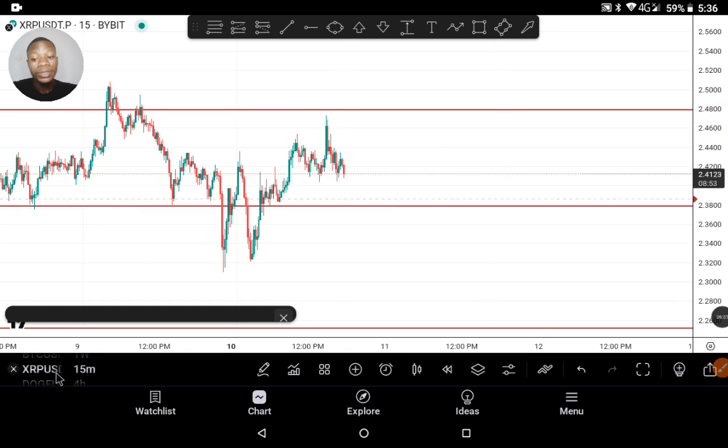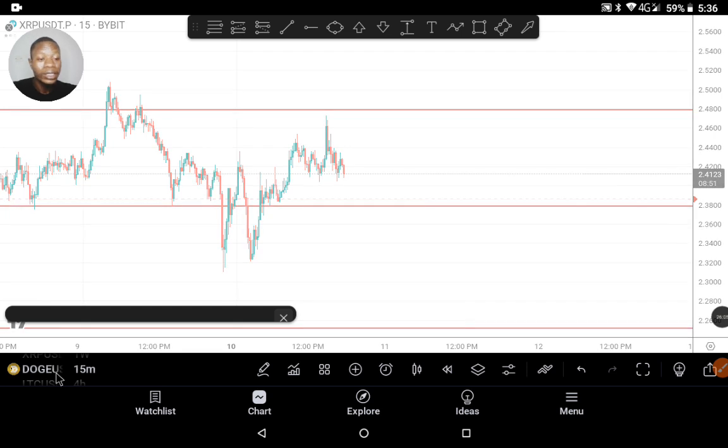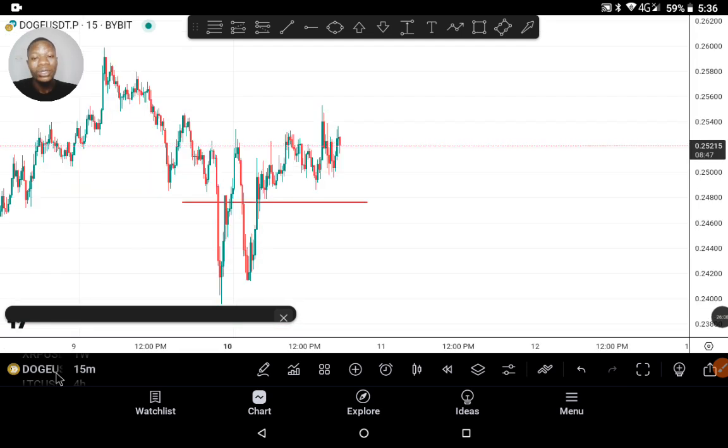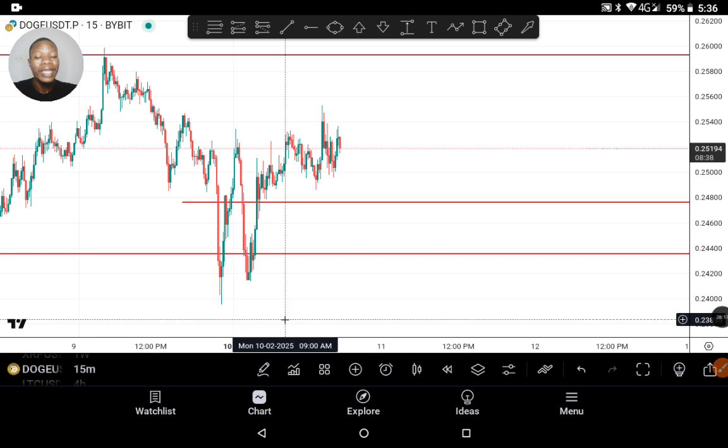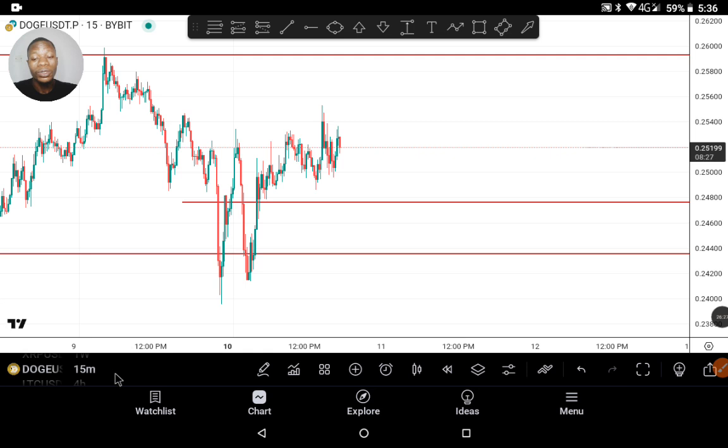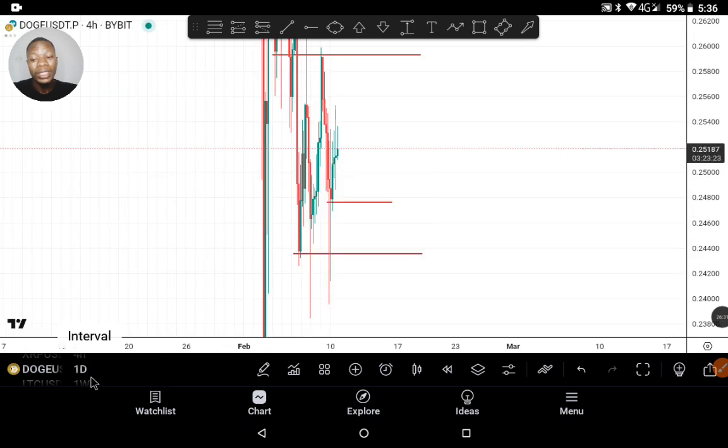So that's that on Ripple. On Doge, let's take this for the last one. On Doge, mind you, all of this setup and procedures can also be used for any kind of financial markets, be it crypto, be it forex, be it stock, be it commodity. Today's class is for crypto, so I'm going to do that of forex maybe some other time.